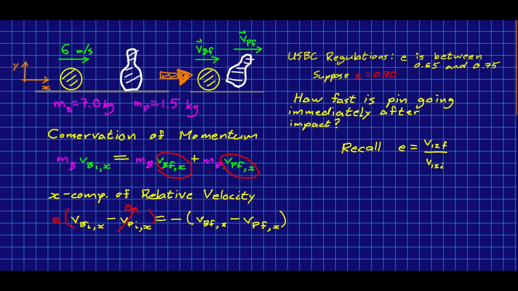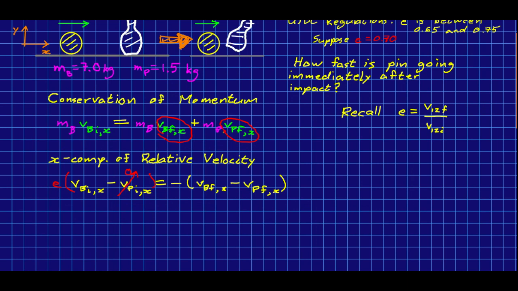So now we should proceed as before. We should eliminate one of these unknowns by solving from the simpler of the two equations and substituting into the other one, and then we can solve for what we want. Since we want how fast the pin is going, we can just eliminate V_BFX. So I'm going to leave this to you.